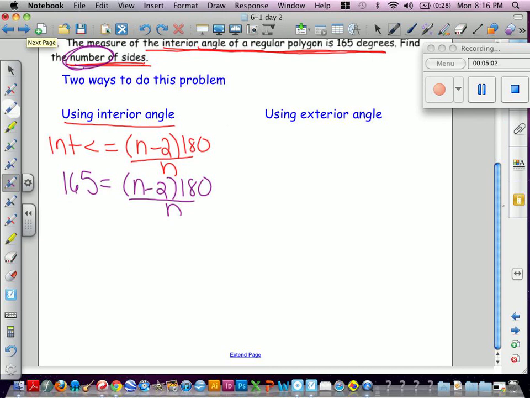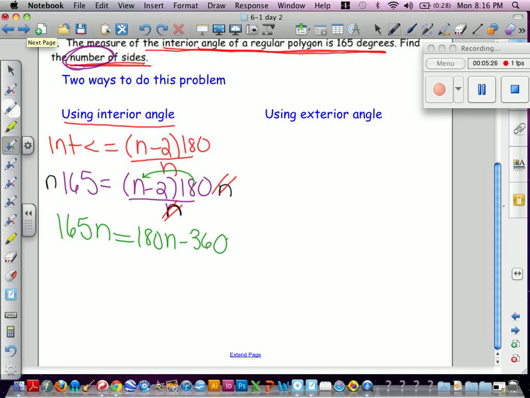I don't like this n on the bottom. I'm going to multiply each side by n. That way this n will cancel out on the bottom. My new equation, 165n equals, and I'm going to distribute my 180, 180n minus 360. Get your like terms together on the same side, minus your 180n.